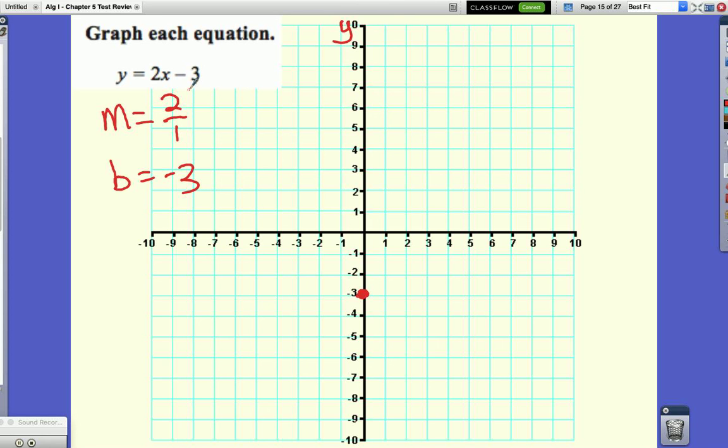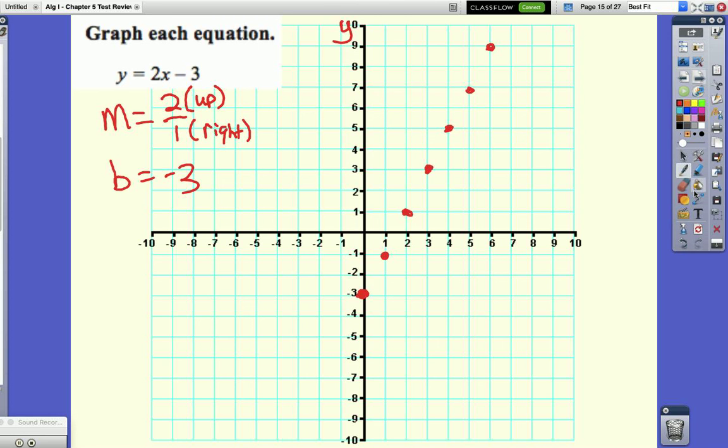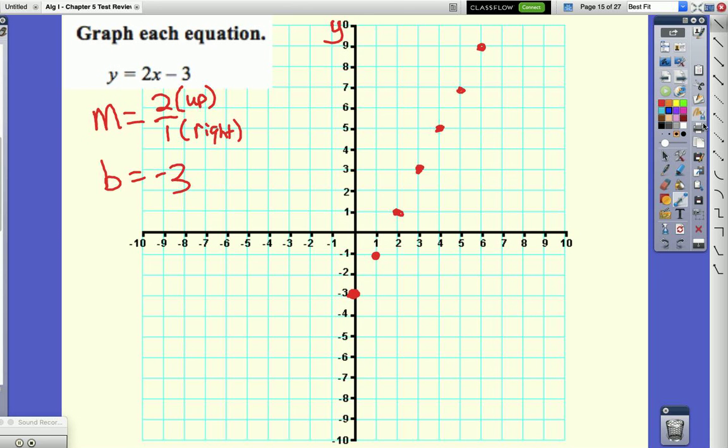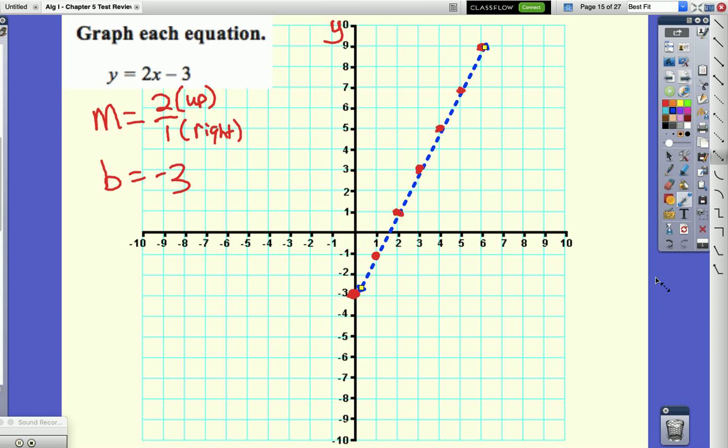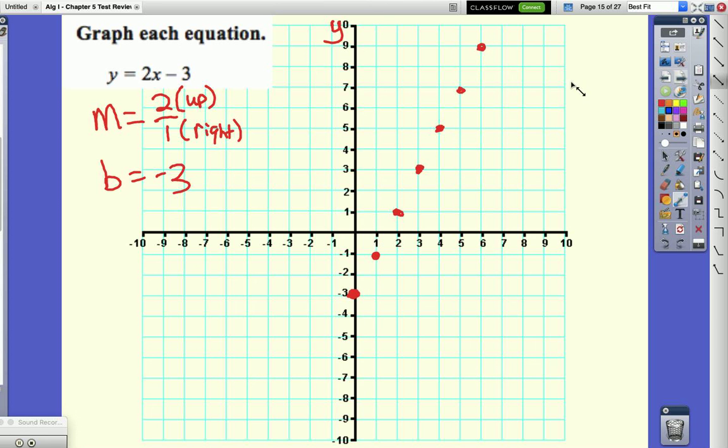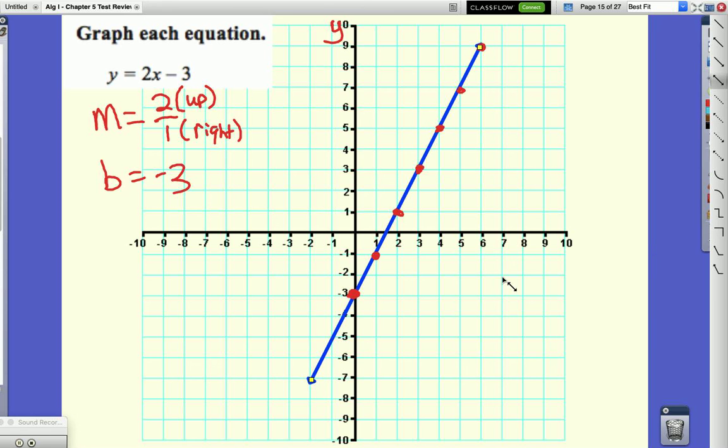Now the slope is positive, so that means we're going to go up, and then we always go right. So from this point, we go up 1, 2, right 1, put a point. Up 1, 2, go right 1, put a point. Up 1, 2, right 1. We can do this as many times as we want, and then we always finish by drawing a line. Every one of the points will be on our line. Let's get it to be a solid. There we go. Okay.